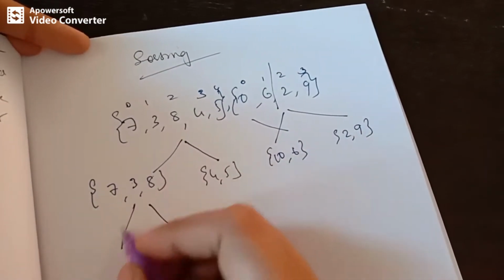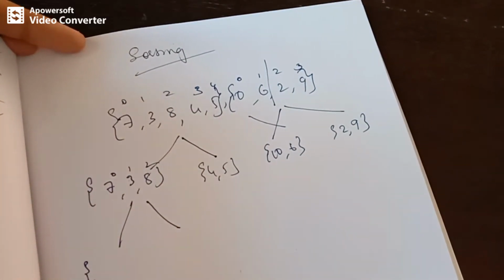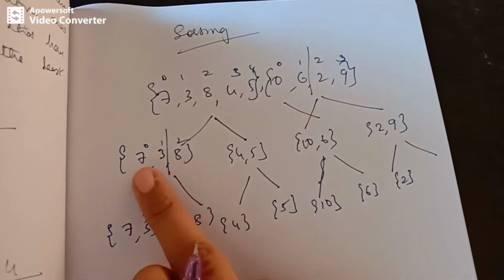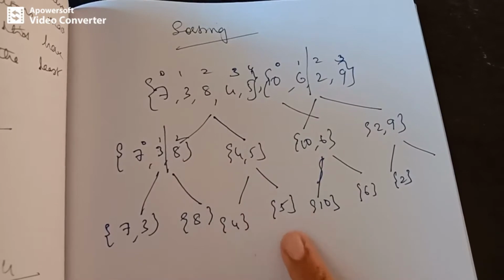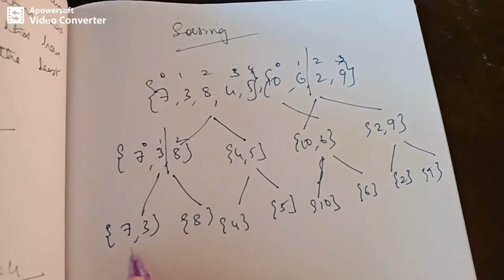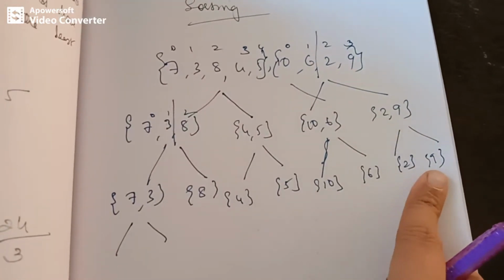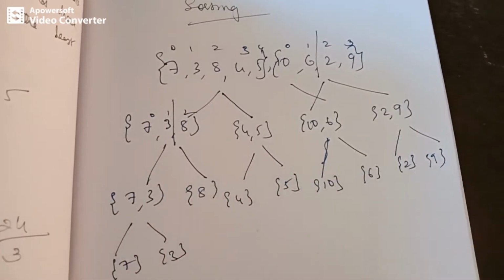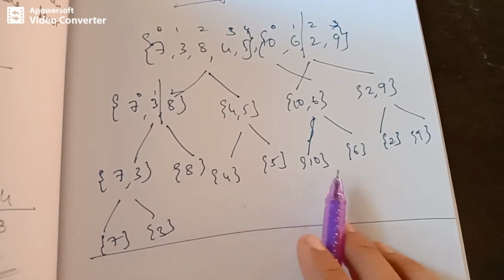So you go on recursively dividing. When you divide the list 7, 3, 8, the elements are split up into 7, 3 and 8. Likewise 4 and 5, 10, 6, 2 and 9. And we are going to further divide until each of the lists contains exactly one element. So here we have obtained just one element from each list. Here also division takes place until the list contains exactly one element. So after this we have observed that each list contains exactly one element.